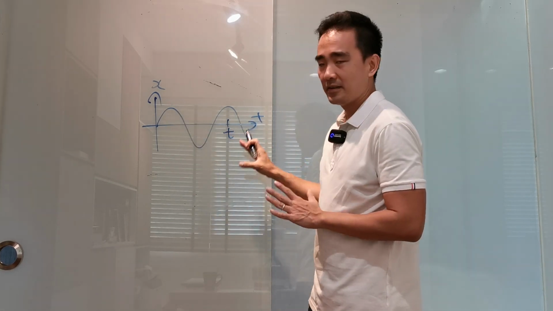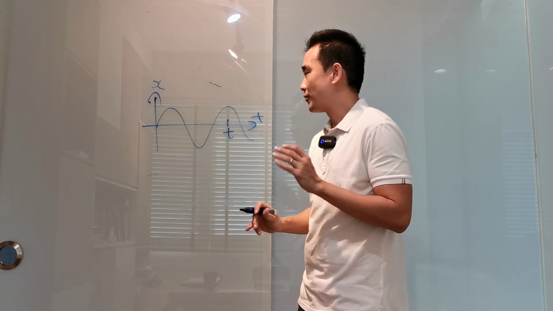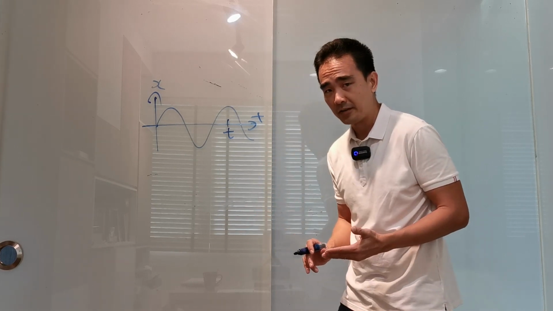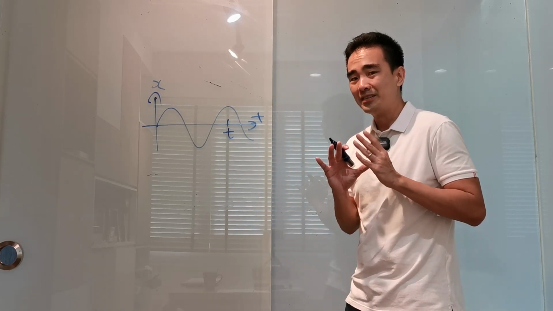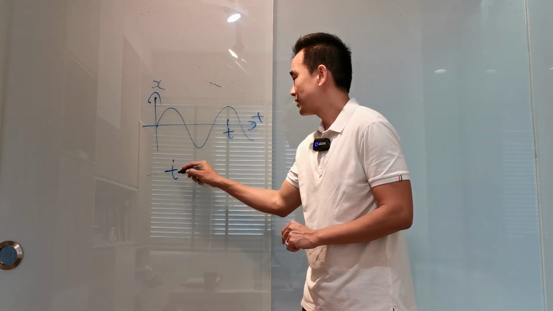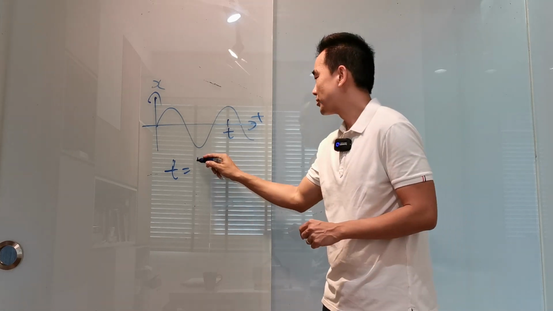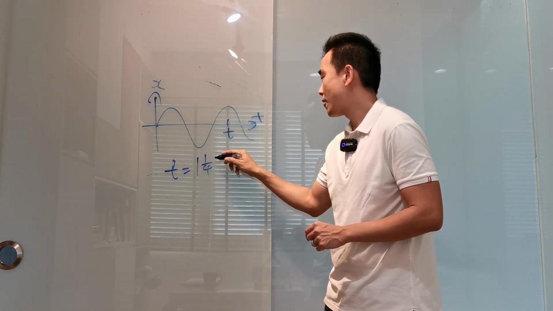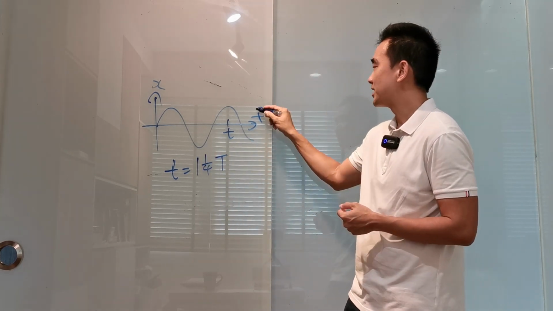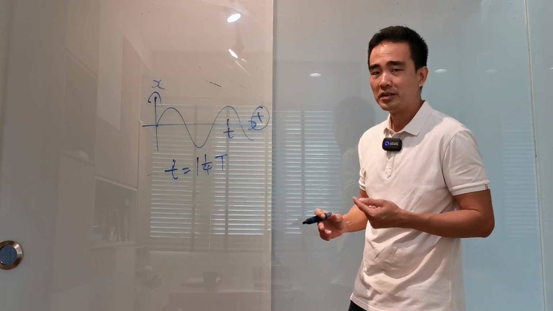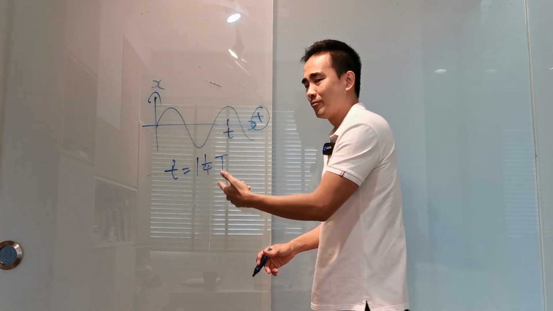In this case, if you're asked to find the period, it is best for you to do it this way. I recommend that you write t equals, then count how many waves that is. In this case, it's 1 1/4 of a period. Why period and not wavelength? Because the axis is time. It doesn't make sense for you to have a time axis and then wavelength.